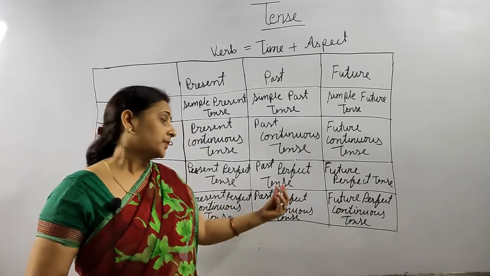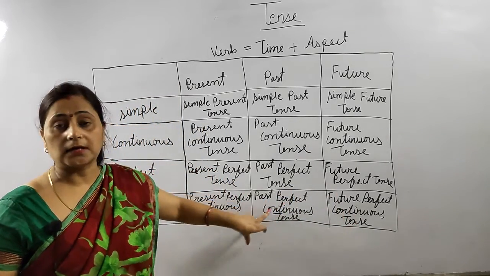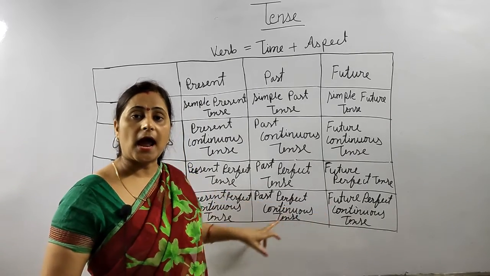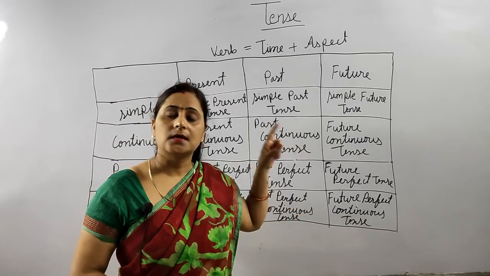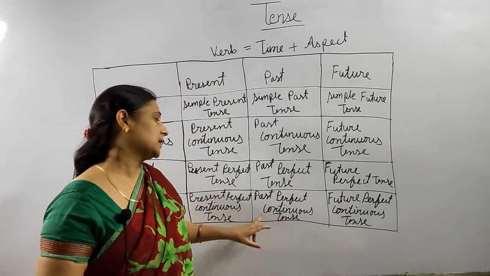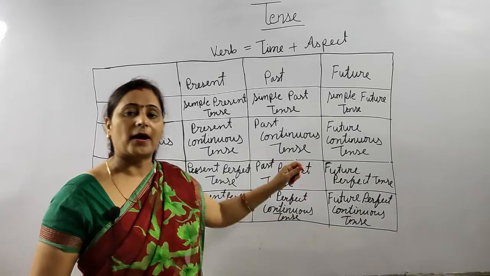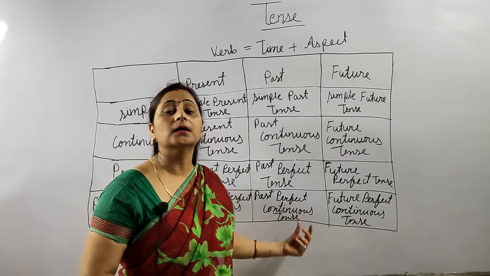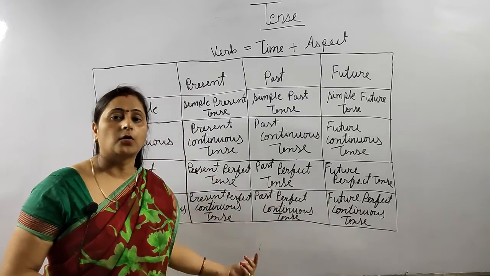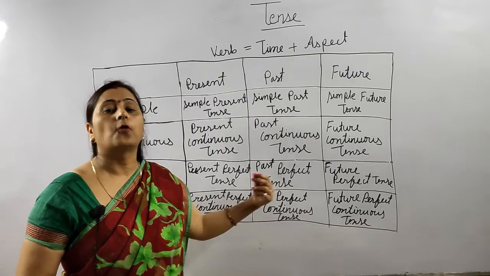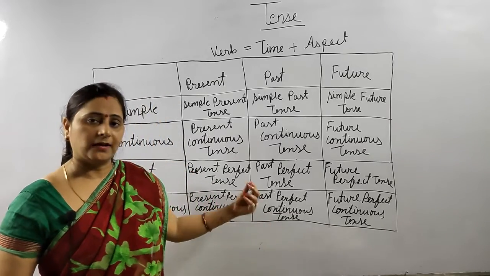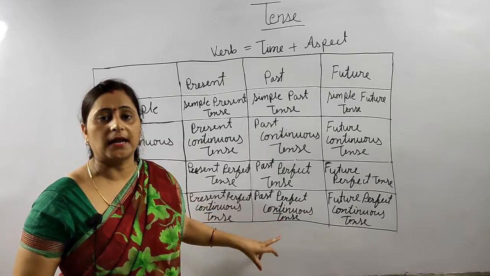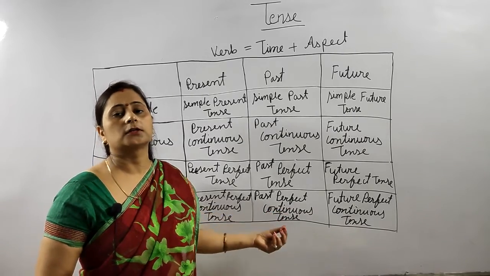For example, the work had been started, it had been raining since last night. It means there is a period of time, and the points of time are also given here in the past perfect continuous tense. I will explain whenever I start this tense. When I teach this tense, I will explain in detail what the period of time is and what the points of time are.